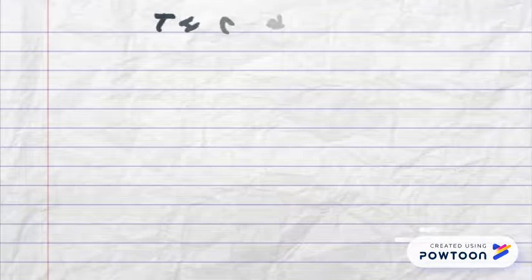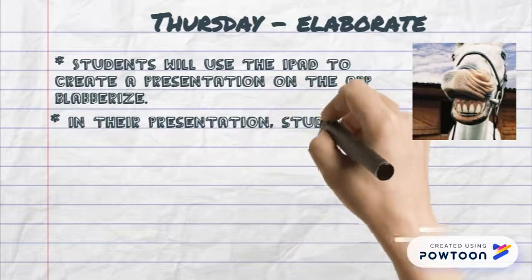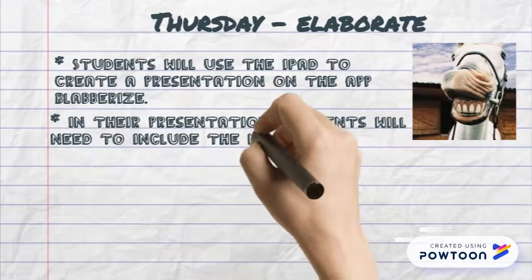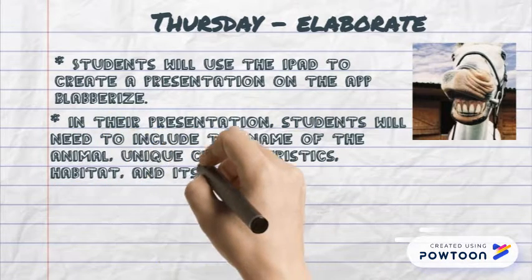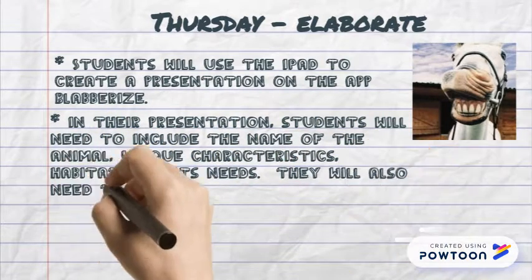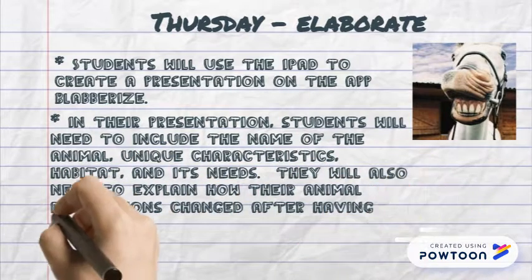Thursday, Elaborate. Students will use the iPad to create a presentation on the app Blabberize. In their presentation, students will need to include the name of the animal, unique characteristics, habitat, and its needs. They will also need to explain how their animal descriptions changed after having done their research.